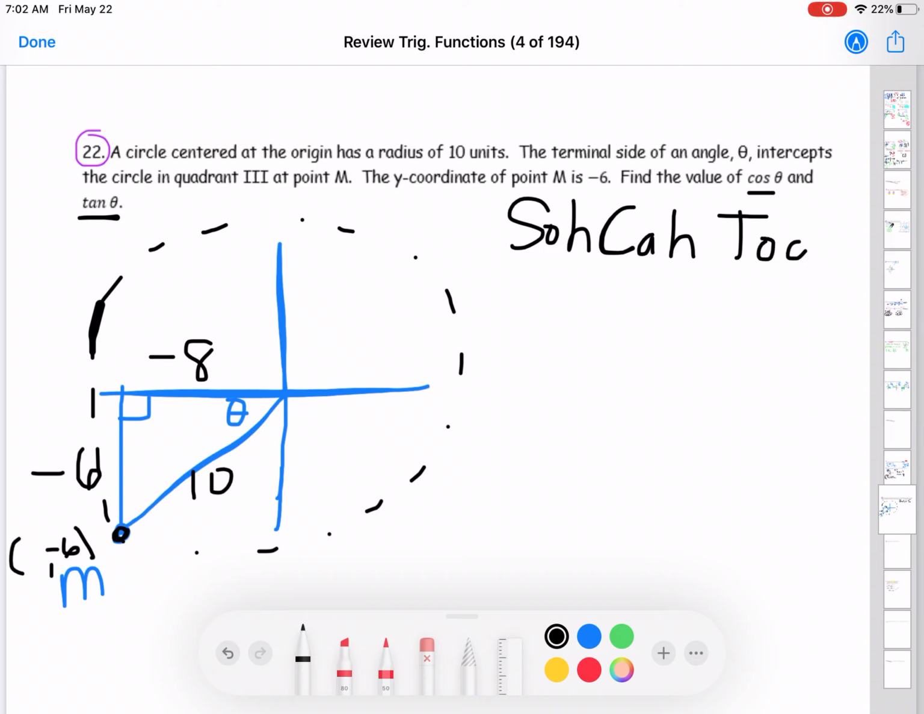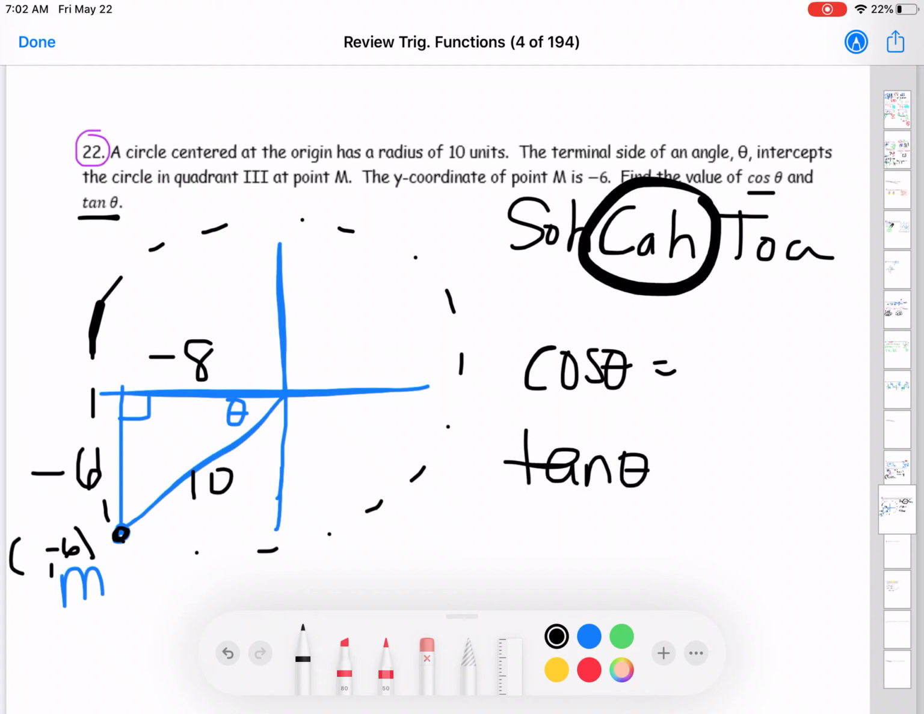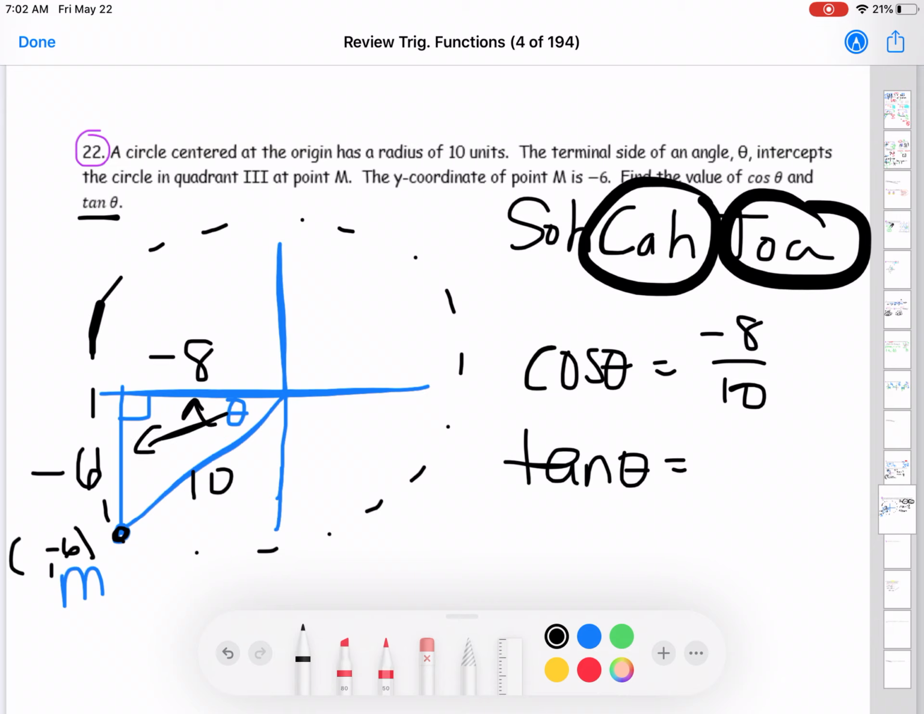We'll use SOHCAHTOA again. Cosine is adjacent over hypotenuse, so -8/10. And tan, opposite over adjacent. Now when I do tan, opposite over adjacent, -6 over -8 is going to give me +6 over 8.